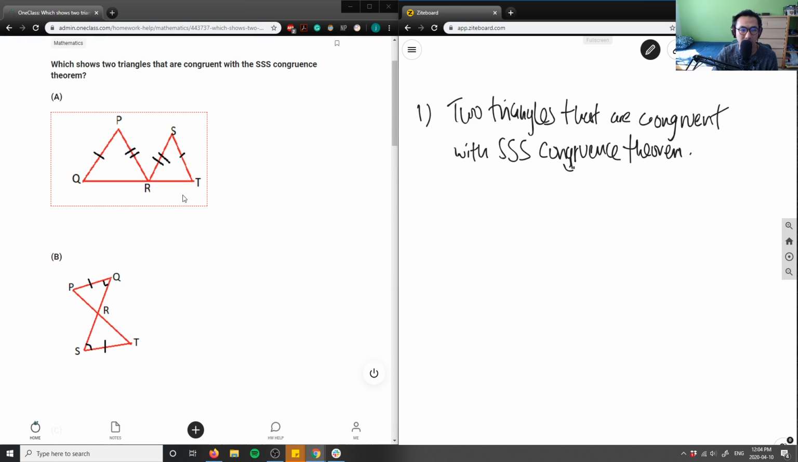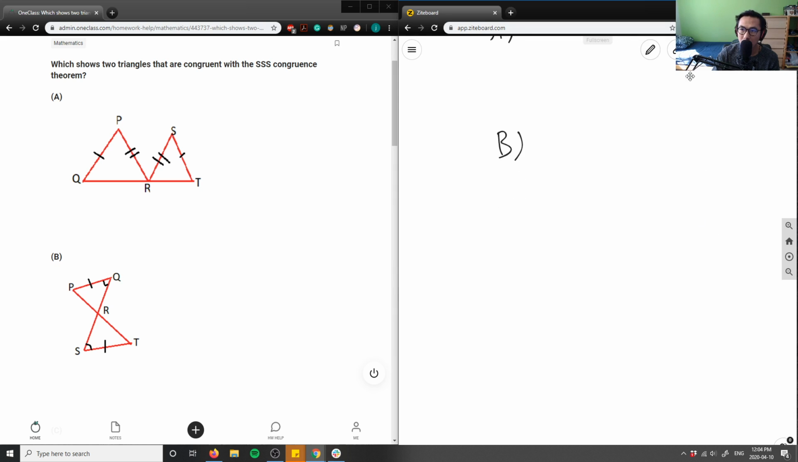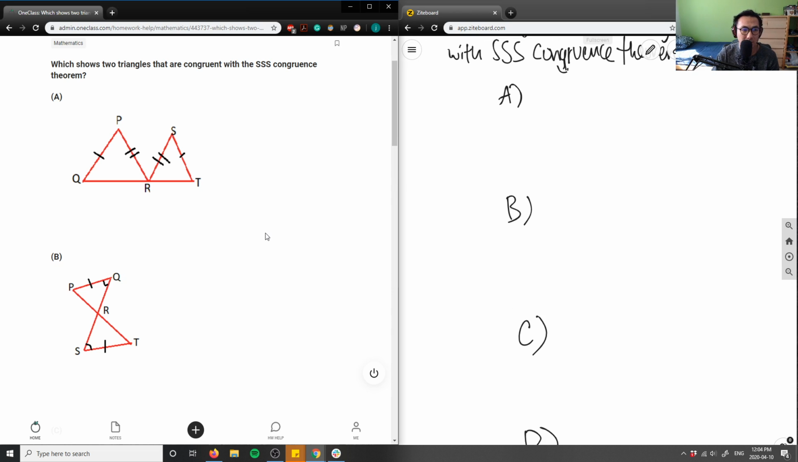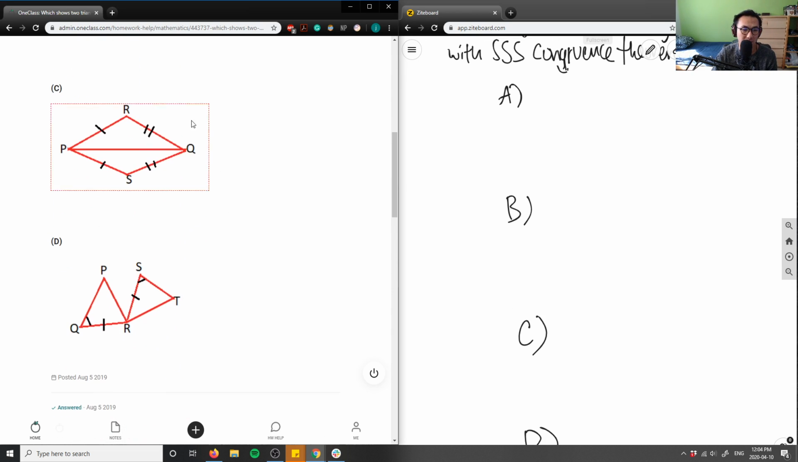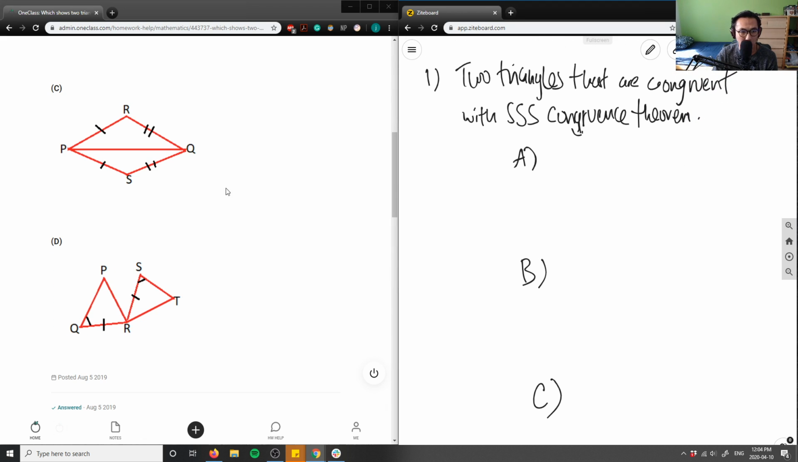I'm not going to draw it out here because it's already given to me, but I'll write down option A and the thought process behind it, then option B, and then option C and D. I'll take a minute to think about this. I'm going to scroll and show you C and D as well. Again, the question is asking for two triangles that are congruent with the SSS congruence theorem.